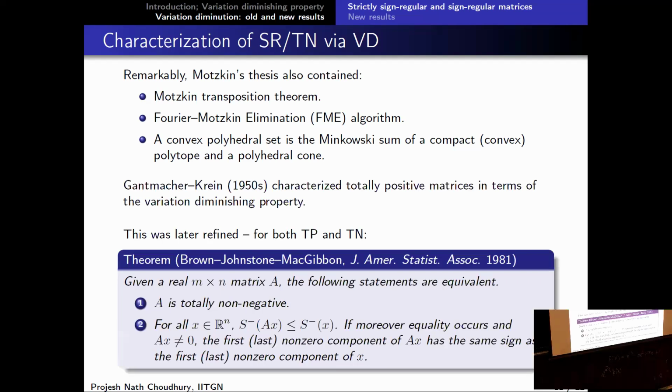Here is a characterization which was later defined by Brown, Johnson, and McGibbon. I'm looking at a simpler version of this. A is totally non-negative if it satisfies the variation diminishing property, and if moreover equality occurs here, then it satisfies some additional conditions. This additional condition is that the first non-zero component of X has the same sign as the first non-zero component of Ax.